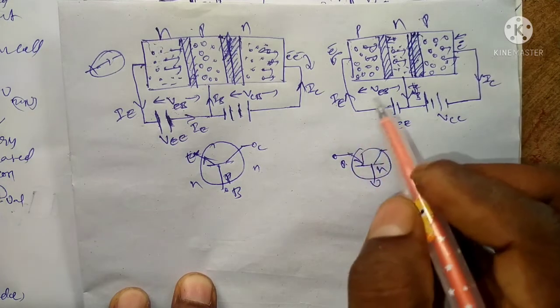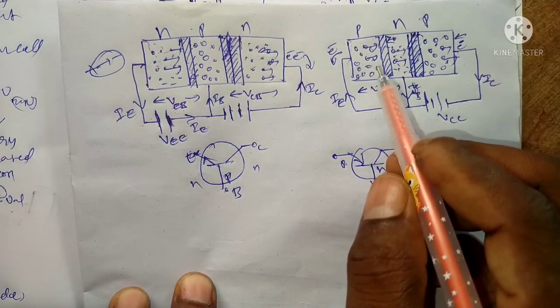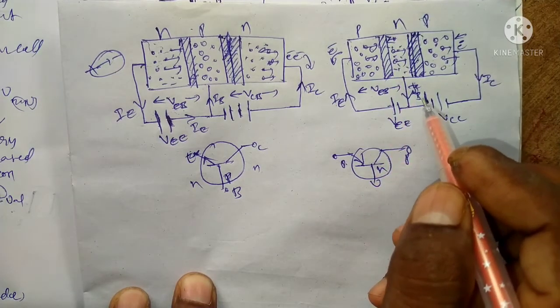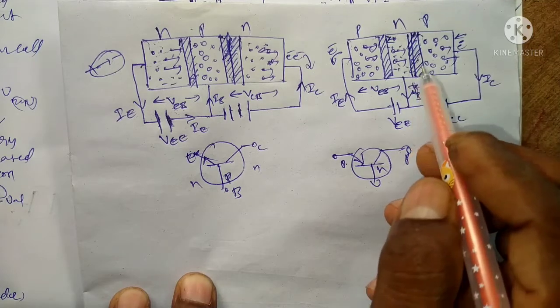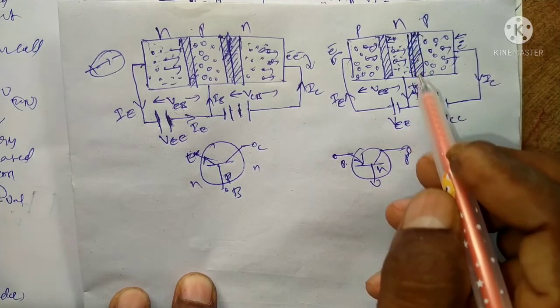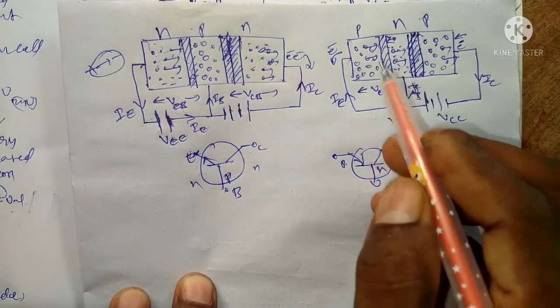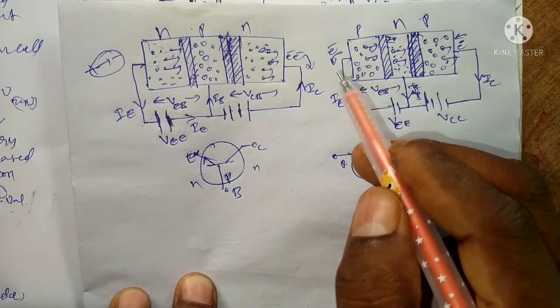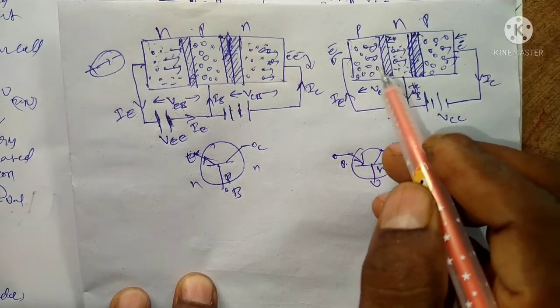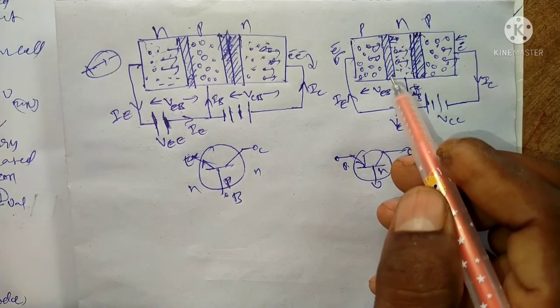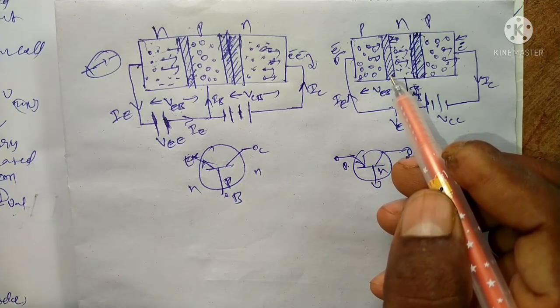Okay, the emitter base junction is forward biased and the collector base junction is reverse biased. That means at the emitter base junction the width of the depletion layer is very small, and between the base and collector the width of the depletion layer is high. Why? Because the transistor is in the active state, a combination like an NPN transistor and a PNP transistor.